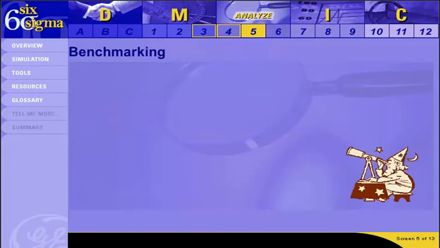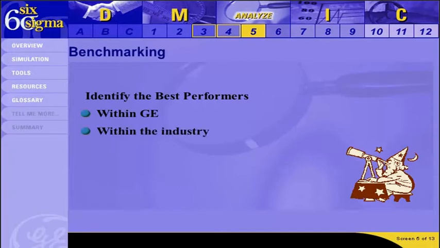Benchmarking is a continual search for the best practices, methods, and processes. The aim is to adapt the best features of these benchmarks, no matter where they originate, and use them to make our own processes and products the best of the best. There are three primary sources of best practices: the top performers within GE, top performers among our competitors within the industry, and top performers in a similar situation in any industry. All of these sources should be examined whenever possible.